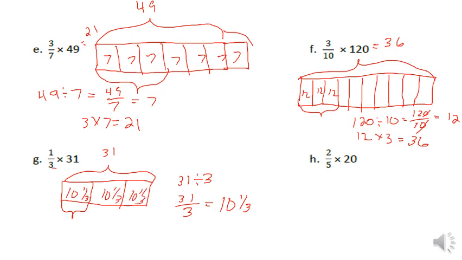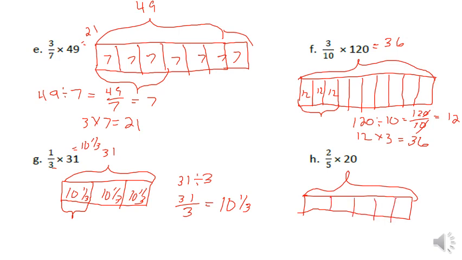So we know that 1/3 of 31 would equal 10 and 1/3. Our last problem, our total is 20. We're splitting this into fifths. We're looking for 2/5. But we're still solving for this unit of 1. So we know we have 20 divided by 5, which equals 20/5, which equals 4. So we know we have 4 in each. And we're looking for 2/5, so we know 4 times 2 equals 8. So 2/5 of 20 would equal 8.